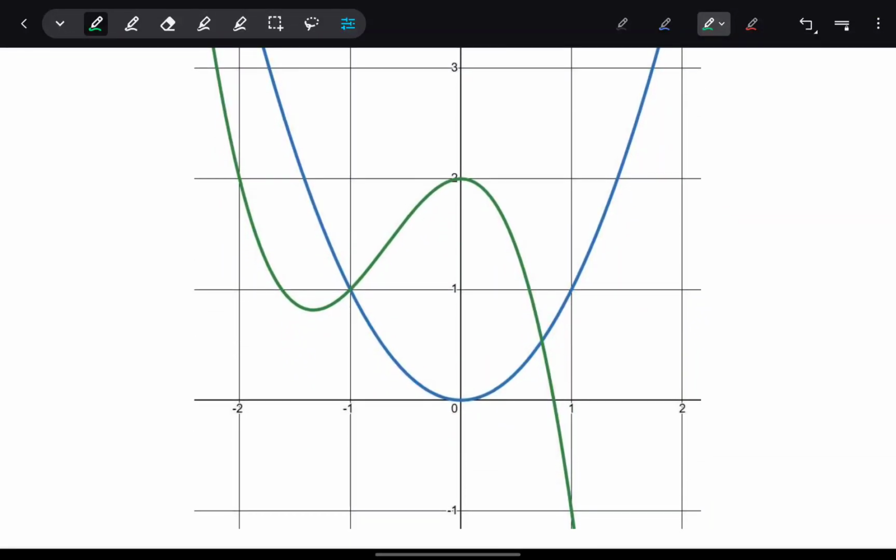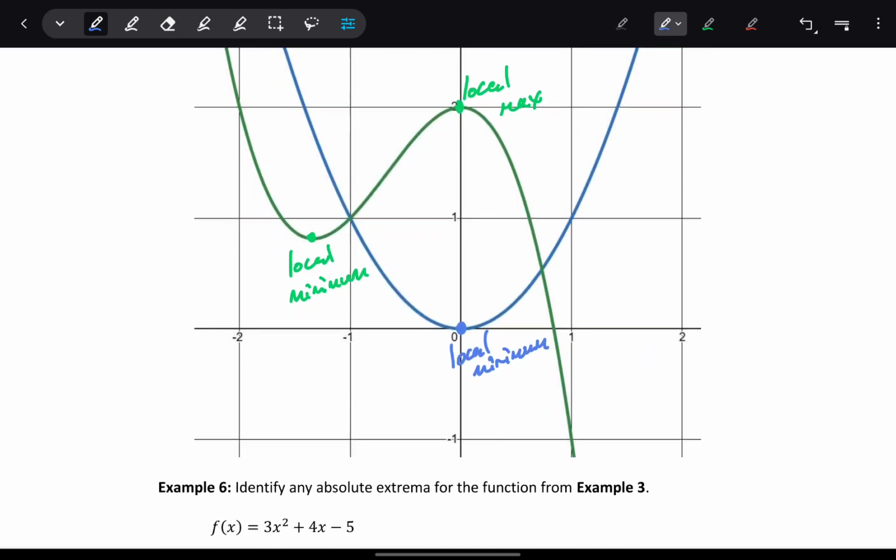Throughout this section, we've been talking about the idea of local maximums and local minimums, and how to identify those points. It's also possible for a function to have a local minimum, or in another case, a local maximum, that is also what we refer to as an absolute maximum, or I'm sorry, in this case, an absolute minimum.